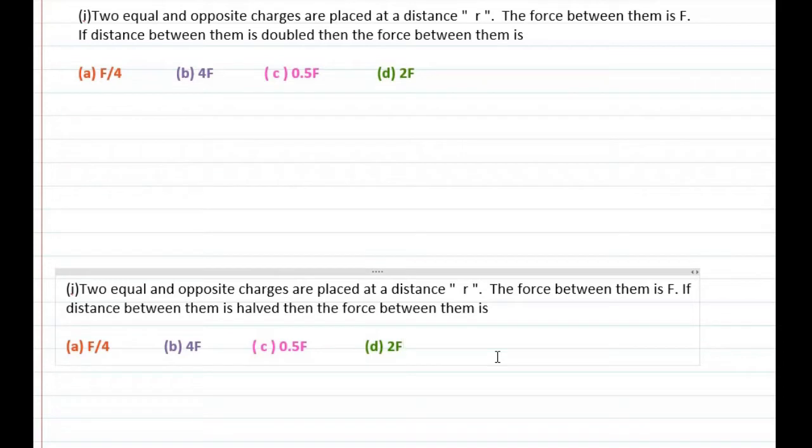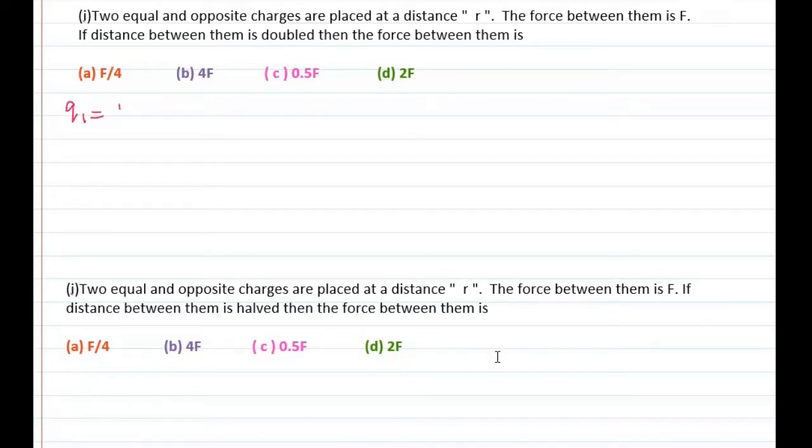Two equal and opposite charges are placed at a distance r. The force between them is F. If the distance between them is doubled, then the force between them is, what is the option? Okay. So two equal charges, let them be Q1 and Q2. Both are equal, so let it be Q. Okay. Both the charges are equal, and they are placed at a distance of R. And the force between them is given as F.